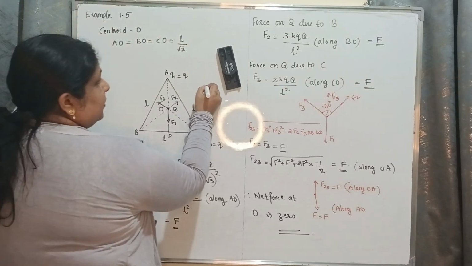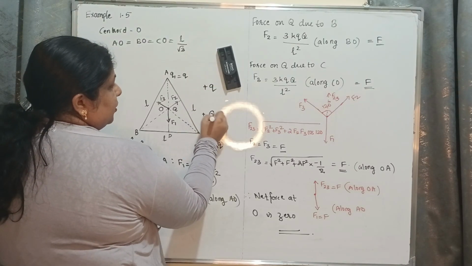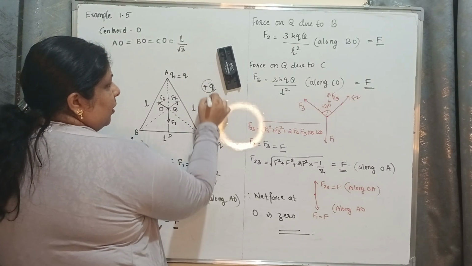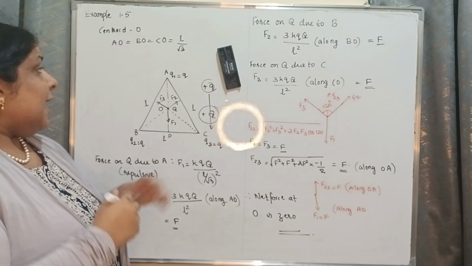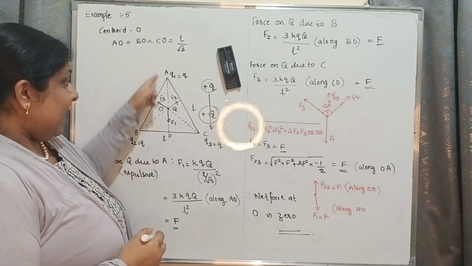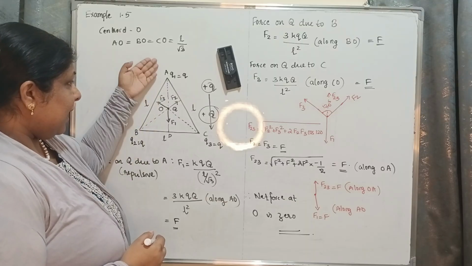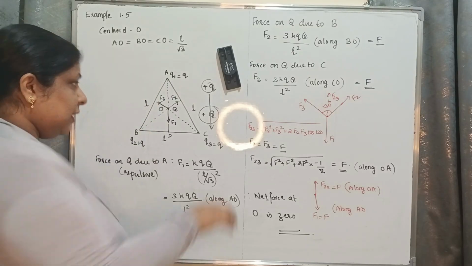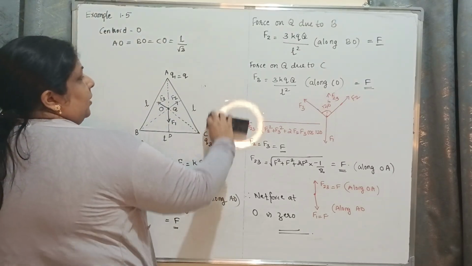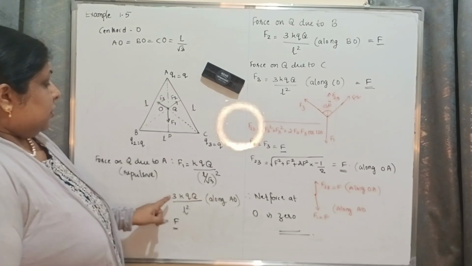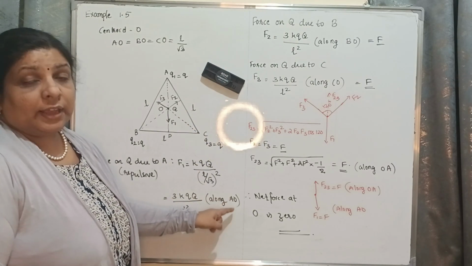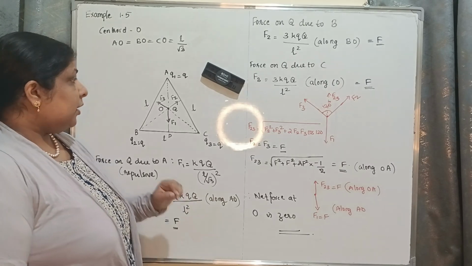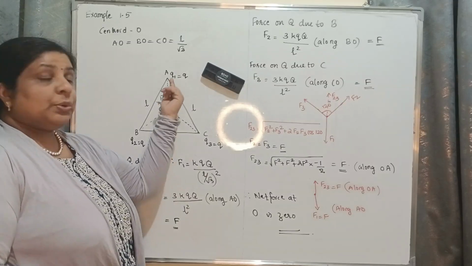So this is plus q. This is plus capital Q. The force on this due to this will be what? Repulsive force. It will repel. So the force direction will be along OA. Sorry, AO. This will be the direction AO. The repulsive force direction. Okay. Now, so the magnitude is 3K q Q by L square along AO. Okay. Now we got the force on capital Q due to A.